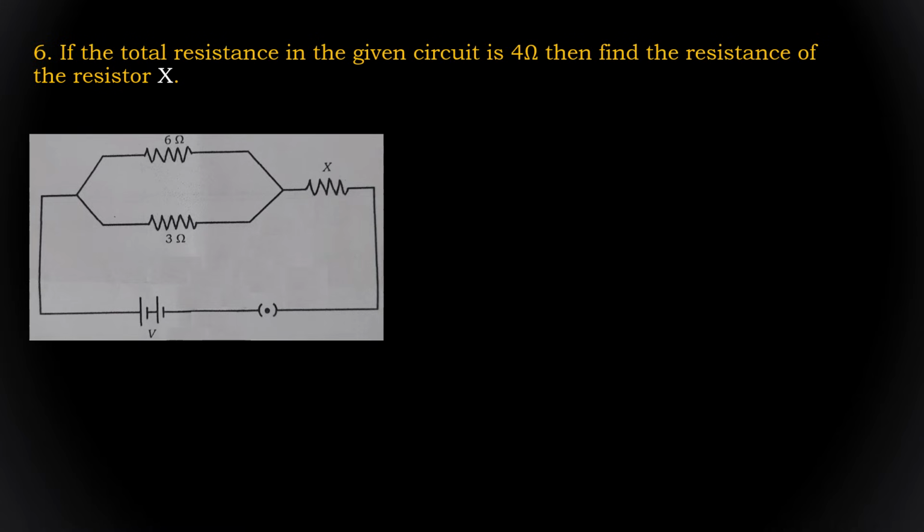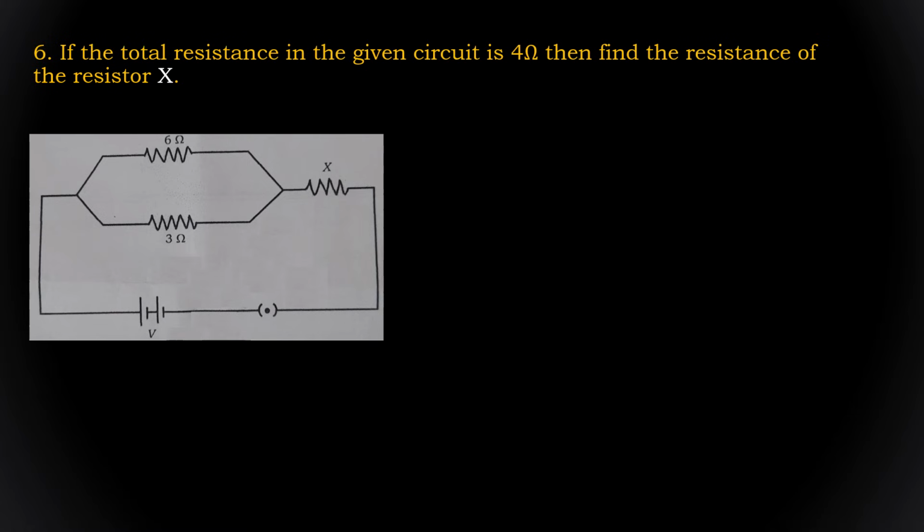If the total resistance in the given circuit is 4 ohms, then find the resistance of the resistor X. They have given the diagram also. They have given a circuit diagram where they have given three resistors. One of the resistors has the value 6 ohms. Another resistor has the value 3 ohms. And we have another resistor whose value is not given. They are asking us to find the value of X.